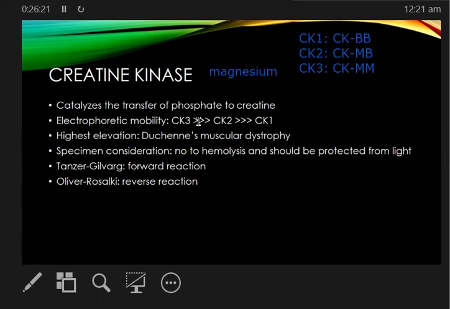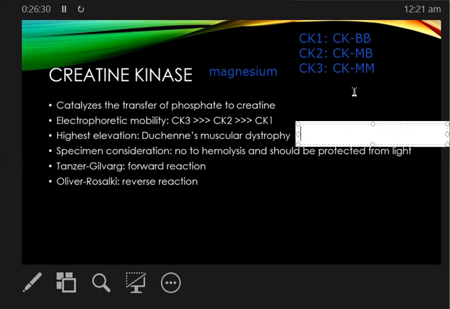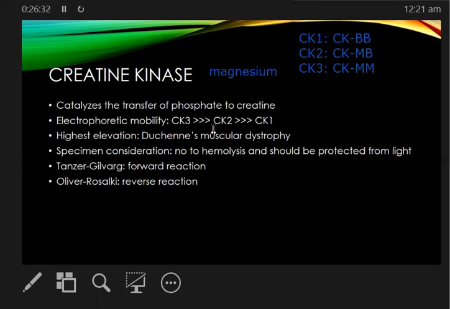Right? So take note that your creatine kinase highest elevation is seen in your Duchenne. Okay, Duchenne's muscular dystrophy. I checked, it's Duchenne. I think it's French. Yeah, I forgot na. Okay, so it's Duchenne's muscular dystrophy. So highest elevation. All right.